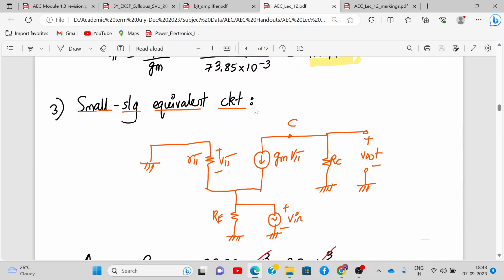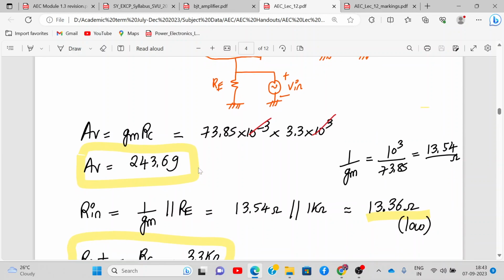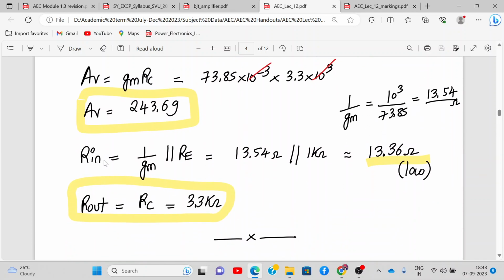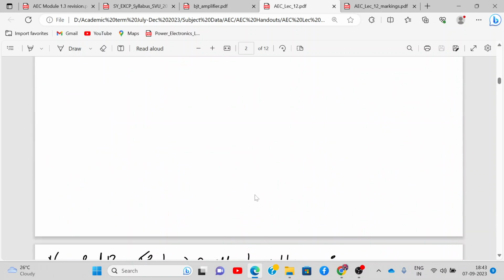Then draw the small signal equivalent circuit. From here calculate Av is gm into RC. You'll get a positive number. Then calculate Rin is 1/gm parallel to RE. You'll get a very low value, as I've told you. And Rout will be just equal to RC. Rout or Zout, we call it interchangeably. So this is how you solve a numerical on the common base amplifier.